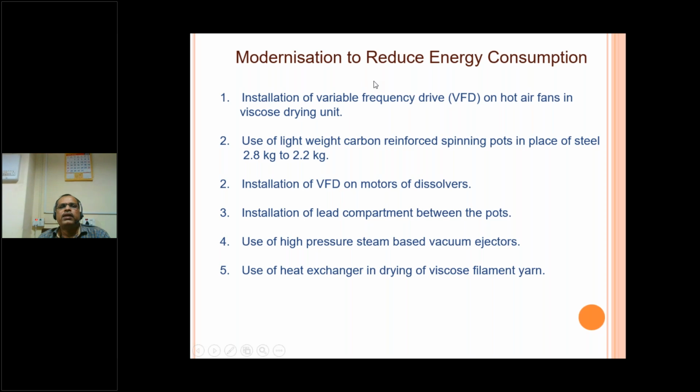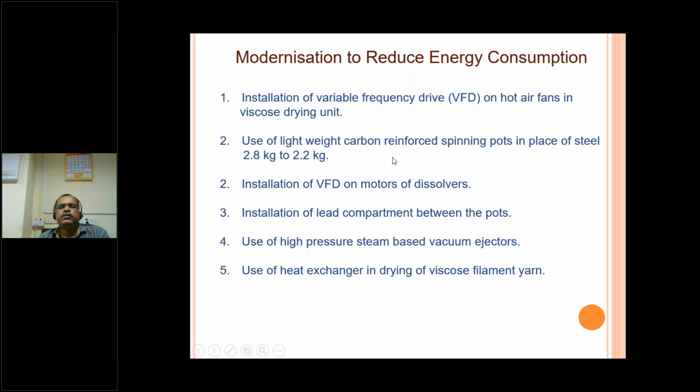What are the modernization measures to reduce the energy consumption in wet spinning? Installation of variable frequency drive motors on hot air fans in viscose drying units. So, VFD motors. Use of lightweight carbon reinforced spinning pods in place of steel. That will decrease the weight of the pod from 2.8 kg to 2.2 kg.